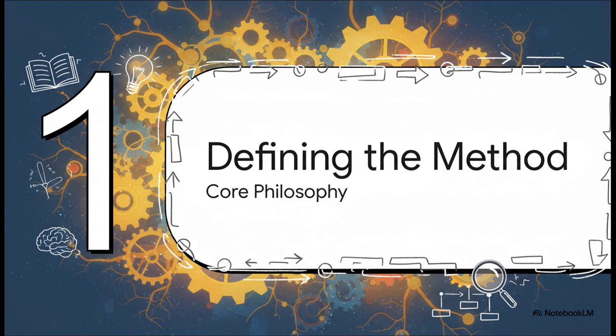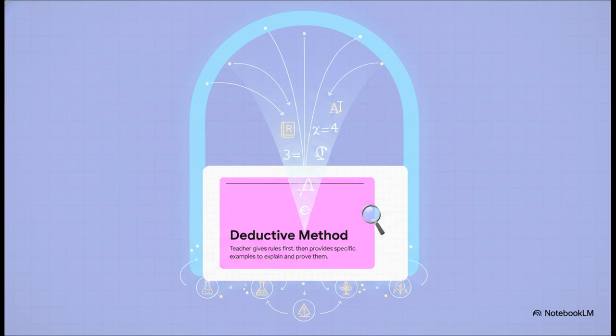Section 1. Defining the method. Let's get right into the core philosophy. Okay, let's dive into this. The deductive method is officially defined as a teaching method where the teacher presents general truths, principles, or rules first, and then gives specific examples to explain and prove them. I really want you to focus on that direction of travel for a second. You are starting wide with the big, universal truth, and then you're narrowing it all down. You hand them the rule right out of the gate, and then you spend the rest of your lesson basically proving that the rule actually works.